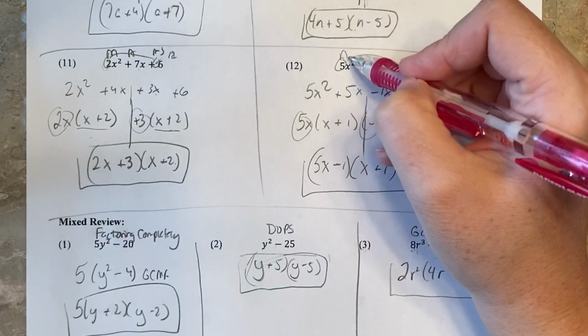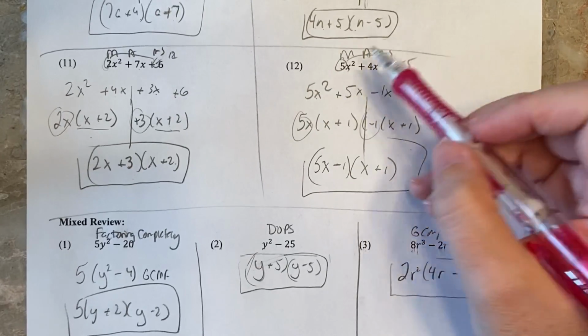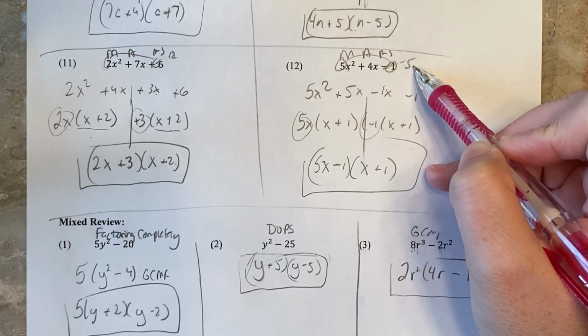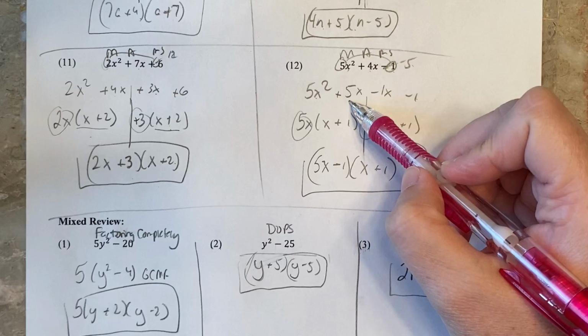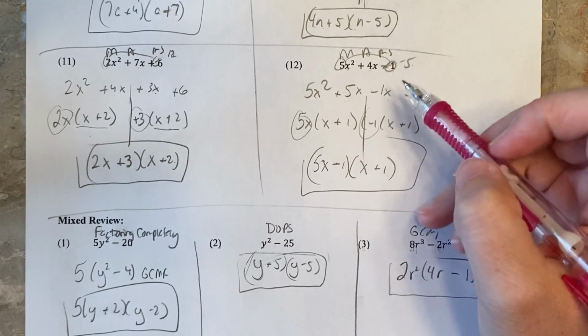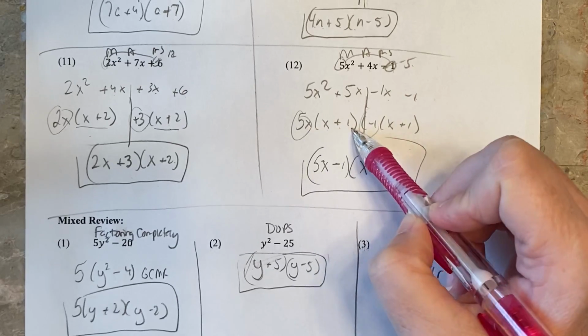All right, next one. Final one of the grouping. So 5x squared and negative 1 gets split up. 5 times negative 1 is negative 5. So it multiplies to negative 5, adds to positive 4, is positive 5x and a negative 1x. Go ahead and split that right there. GCF is 5x. X plus 1 is what's left over.